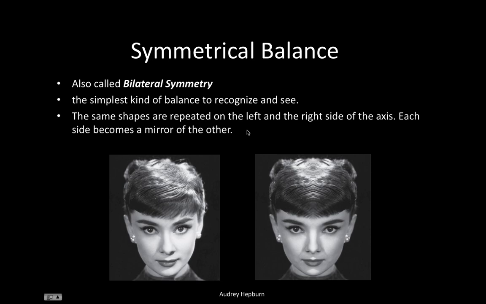So if you look, this is a picture of Audrey Hepburn. We would consider this first image right here the original. We would consider that symmetrical. It's technically asymmetrical because her hair is not the same and her features aren't exact, but it's realistic. No person is completely symmetrically balanced.